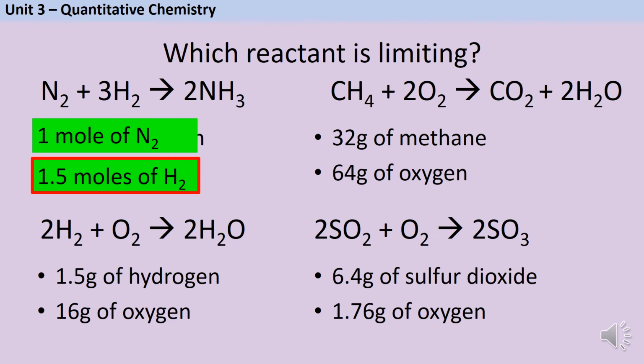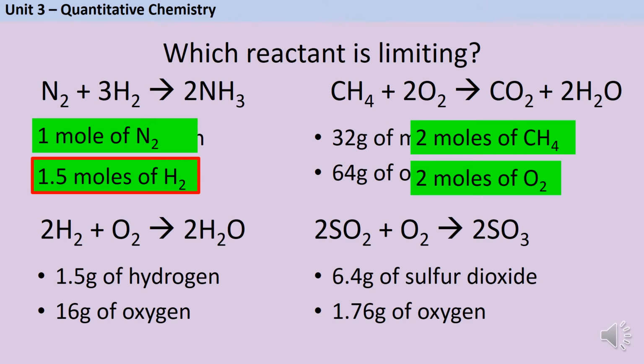Let's look at another one. So if we look at our methane reacting with oxygen, we've got 32 grams of methane, and methane has an MR of 16. So 32 divided by 16 gives me 2 moles. And then oxygen, for the molecule of oxygen, it has an MR of 32 because it has 2 atoms in it. So 64 divided by 32 also gives me 2 moles.